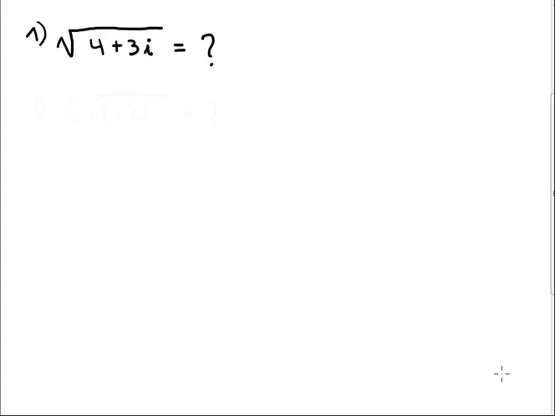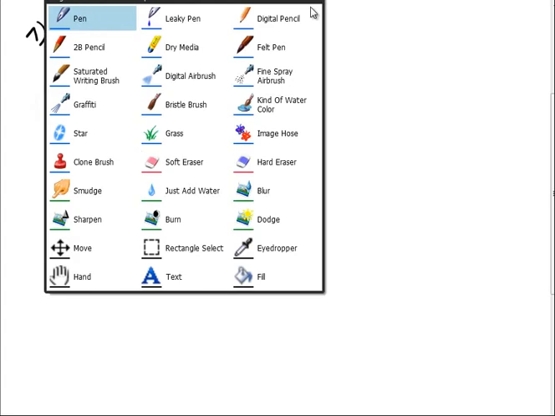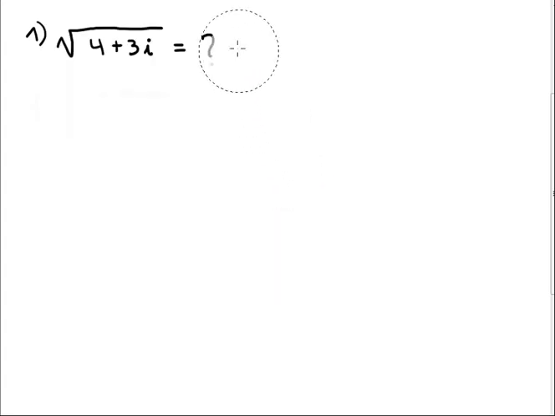Okay, this is the first extra credit problem for test number 1. Compute the square root of the complex number 4 plus 3i. Okay, it's not obvious. So now let's do it. I suppose that the answer, of course, is a complex number.